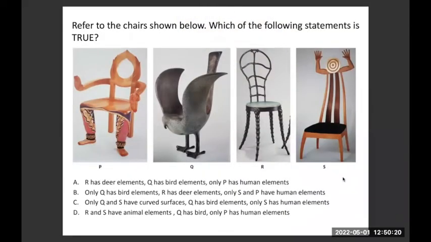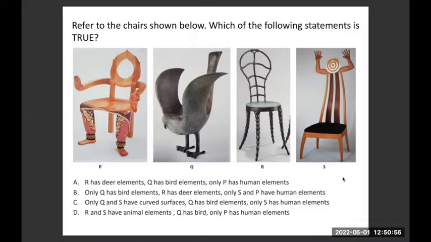So here you're given four different types of chairs, P, Q, R, S, and there are 4 different statements below with reference to them. You have to say which statement is true. Which of the following statements is true? Observe carefully the first P chair, the Q chair, R chair, and the S chair. Don't directly jump onto the details of all the 4 chairs; go option by option in this kind of case.